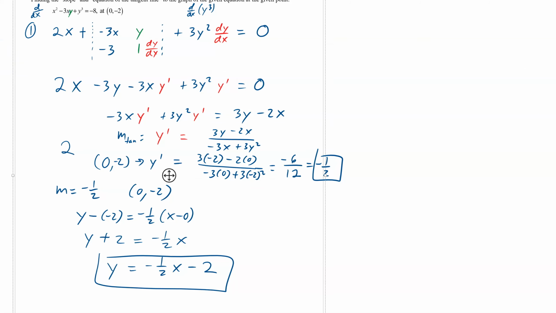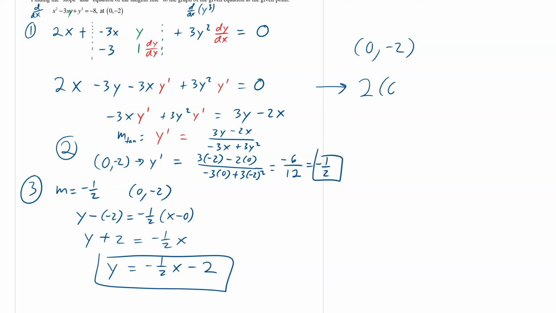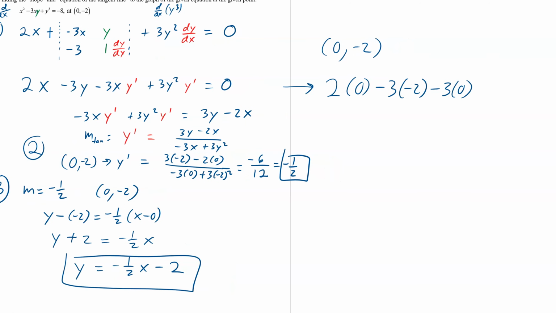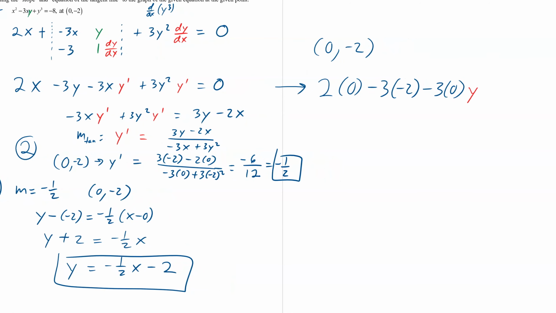So once you take the derivative, it gives you the slope of the tangent line, and then we can use that to find the equation of a line. Now what I was saying before is if you take this equation and you plug in 0, negative 2 right off the bat, then you could just plug 0 in, minus 3 times negative 2, minus 3 times 0. So I'm just plugging in my x and my y, because it's already a formula.